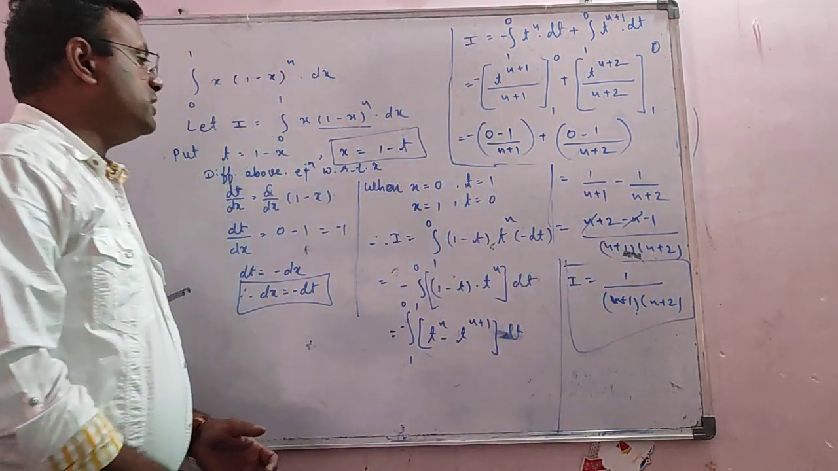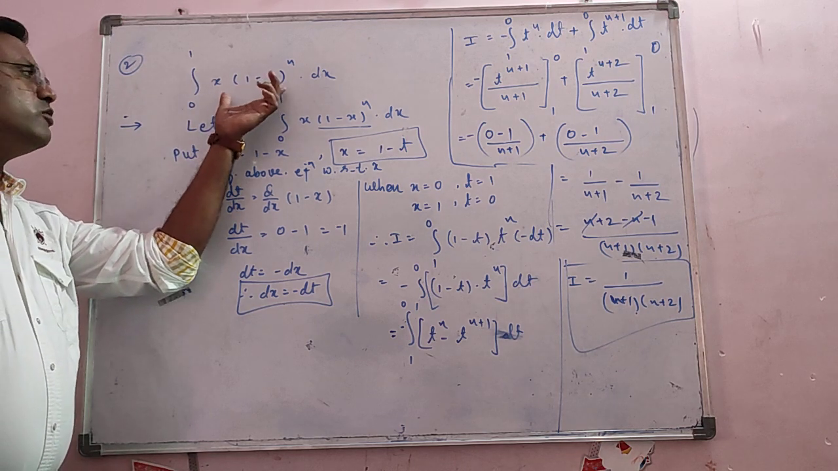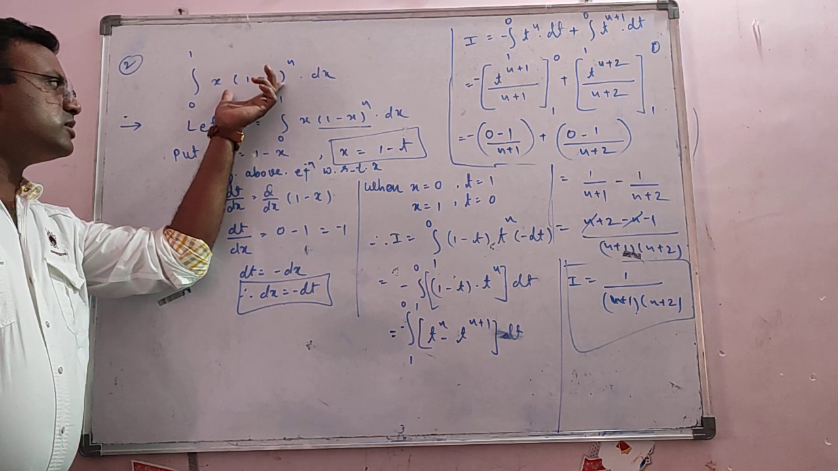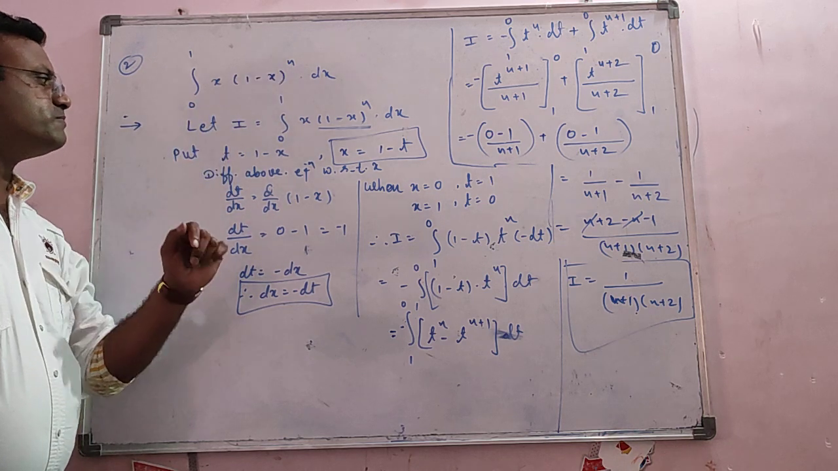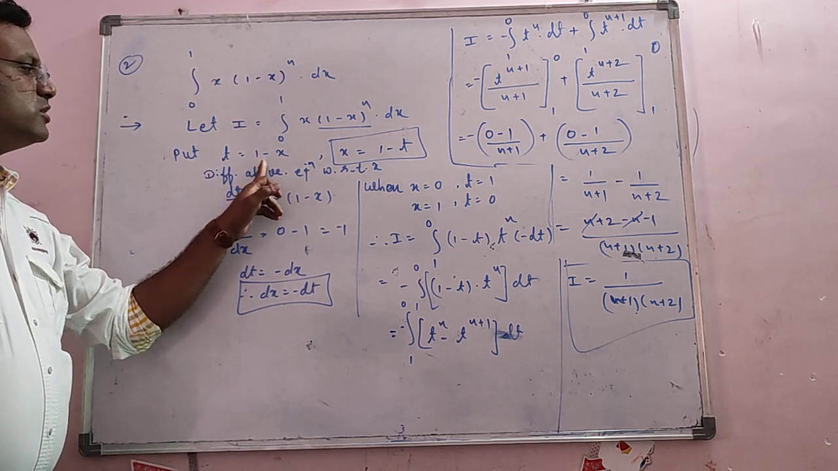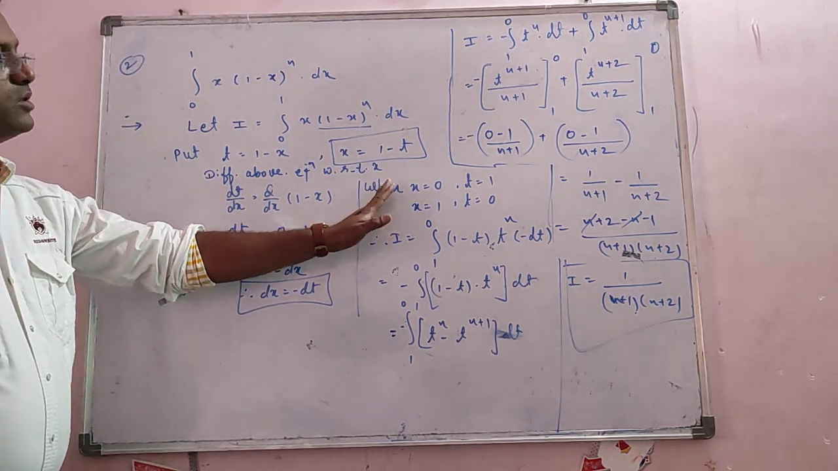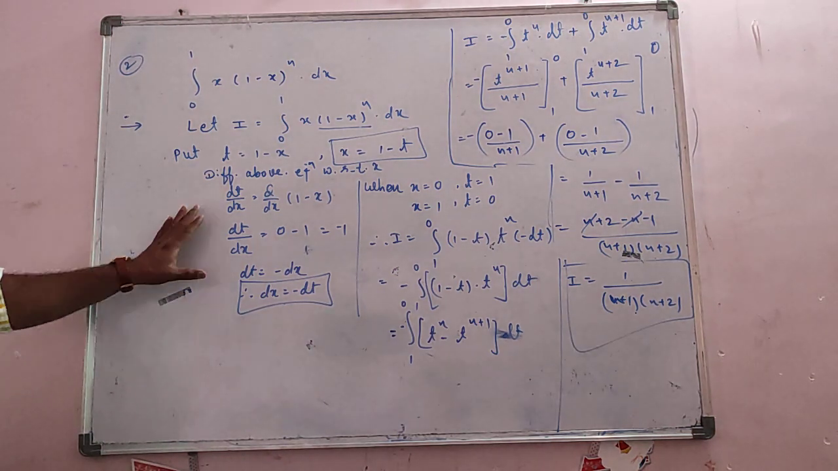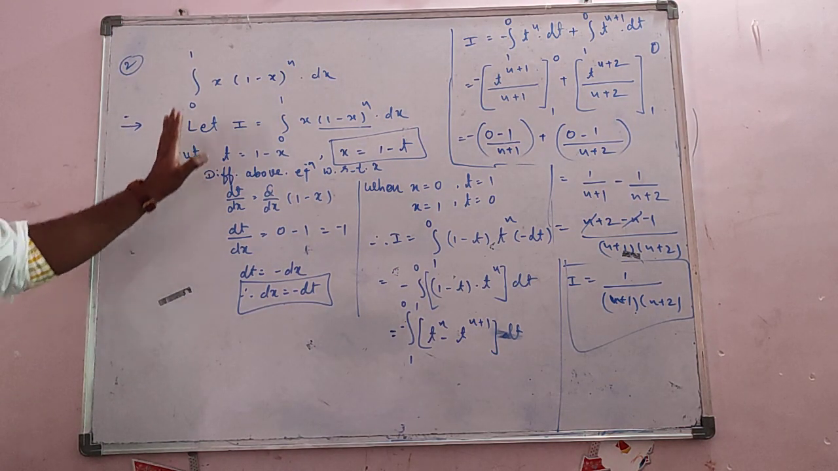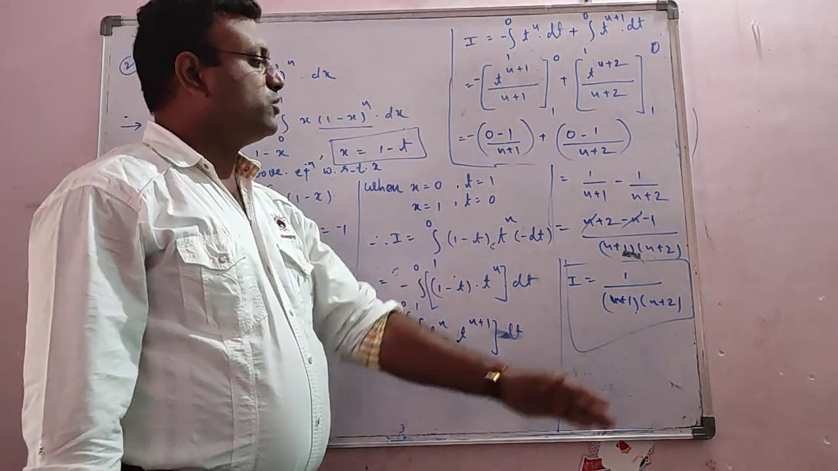So what was given? The problem of integration was given. What we did was substitute the bracket as t, because the whole power of that was n. So t was this, x will become 1 minus t, and the lower and upper limits will turn to 1 and 0 respectively. dx will turn to minus dt. And this is the entire problem. That was simply the calculations.